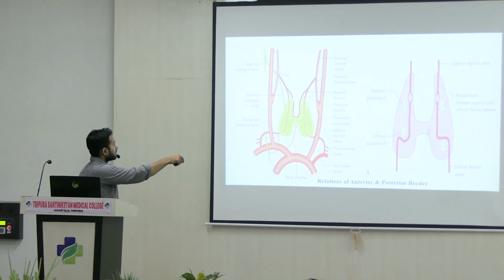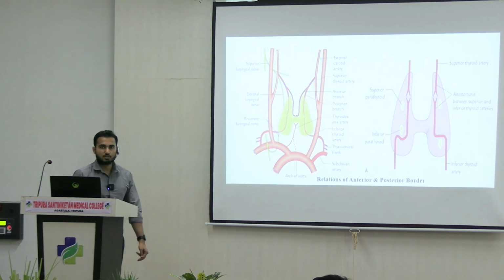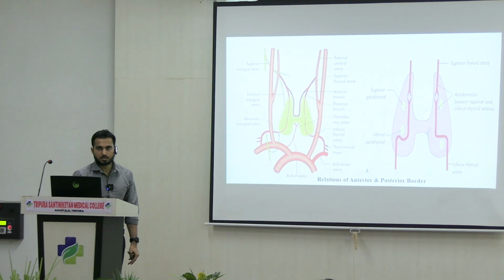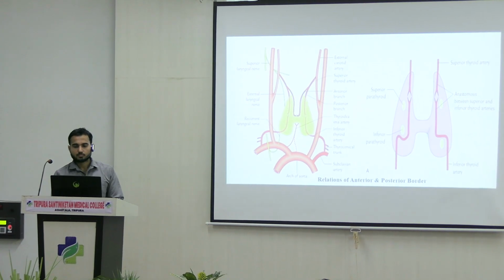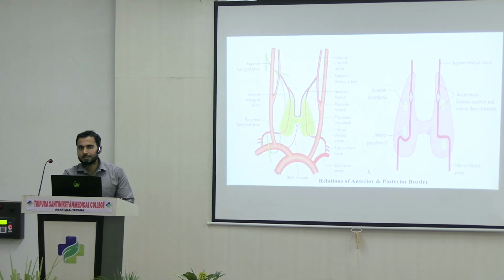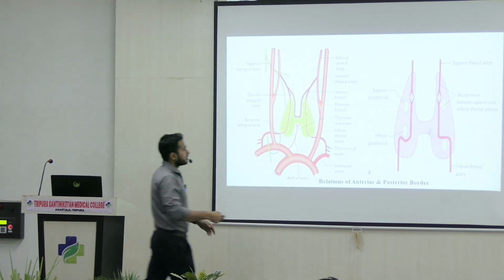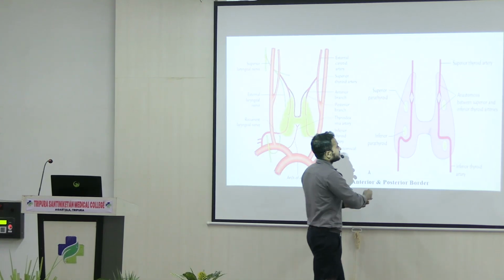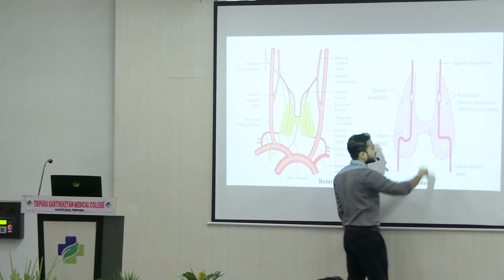This anterior branch will follow the entire anterior border, and on this side also the anterior branch will be coming, and then they will anastomose with each other at the superior border of the isthmus. So that is the relation for the anterior border. Next, the posterior border. The posterior border will separate the posterolateral surface and the medial surface. This is the posterolateral surface, and this is the medial surface. Both are separated by the posterior border.